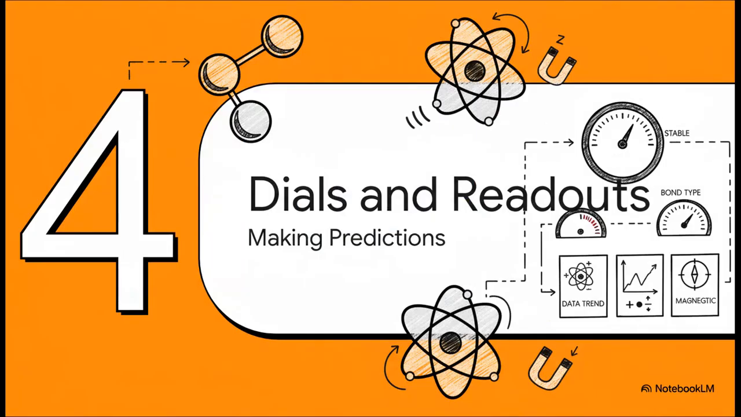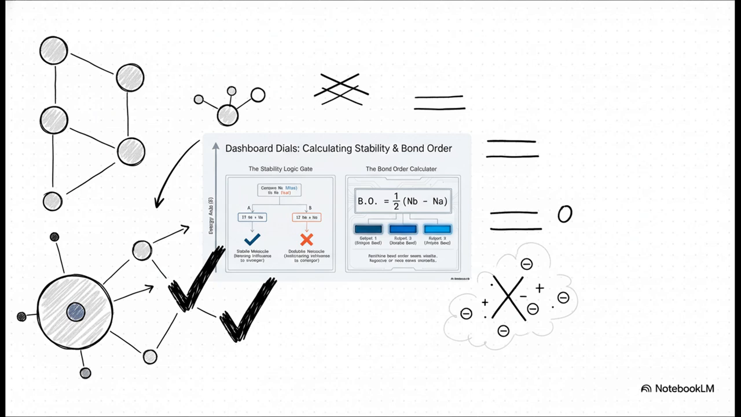All right, we have built our ladder. Now it's time to actually use our dashboard to get some data. We're at the point where we can predict if a molecule will even form, what kind of bond it'll have, and even whether it's magnetic or not. So our dashboard has two key readouts.